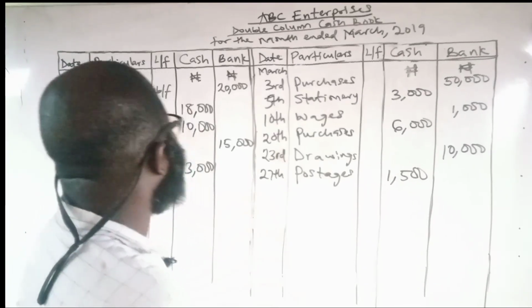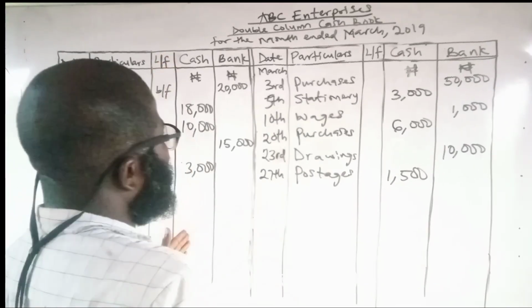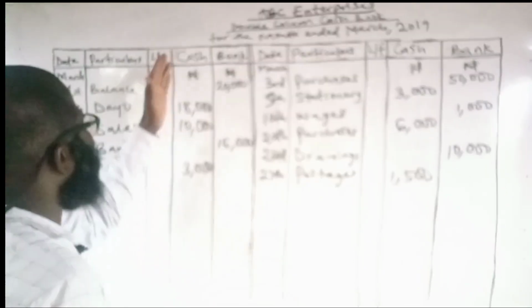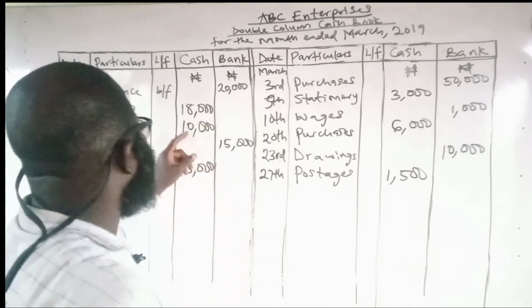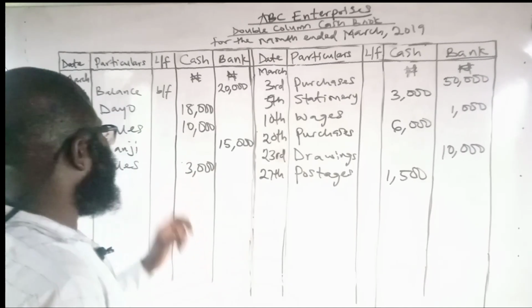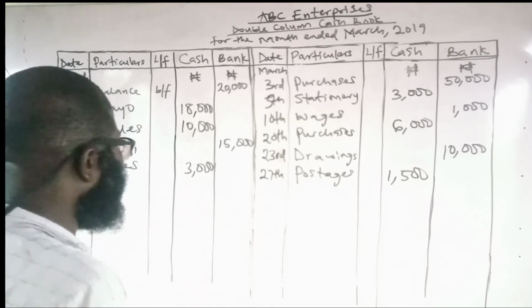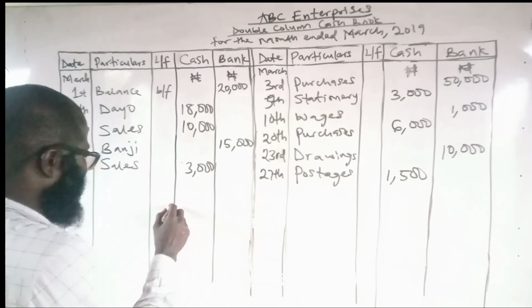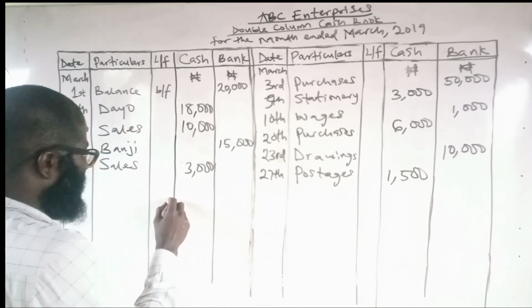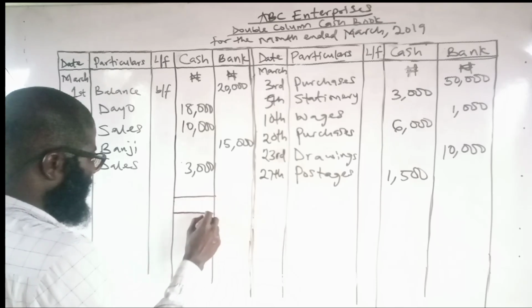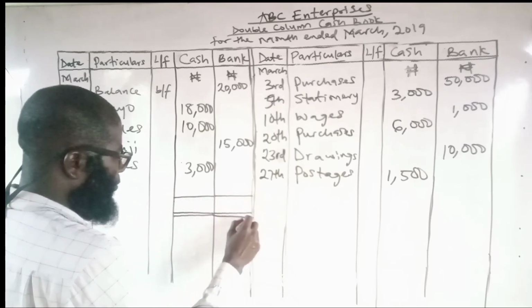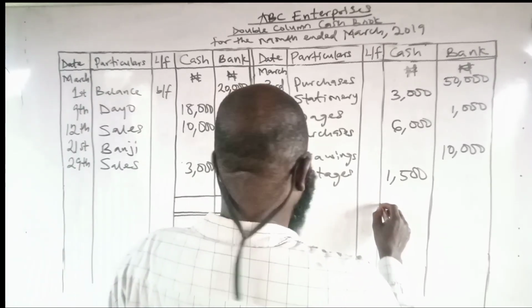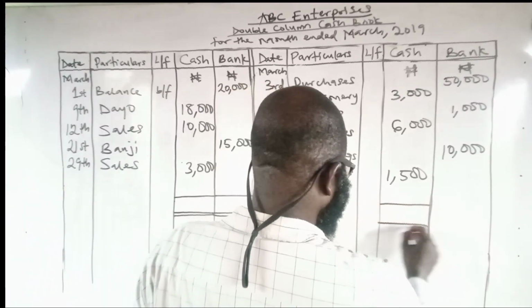So the next thing is to calculate the cash figures. The cash column figures: 18,000 plus 10,000, that will give 28,000 naira, plus 3,000, that is 31,000 naira. Then come here, rule this way to balance it. Just do it this way. Then come to this side as well and do the same thing.